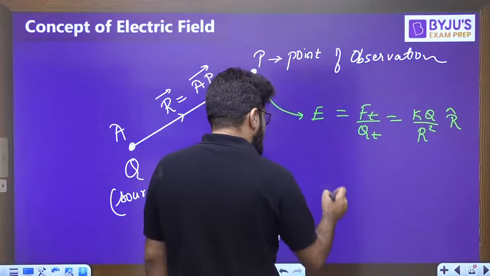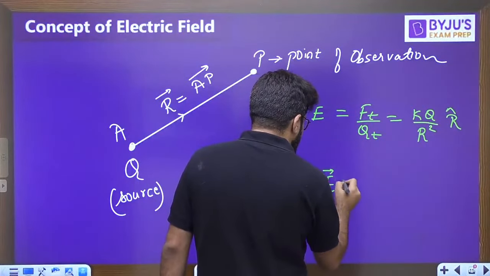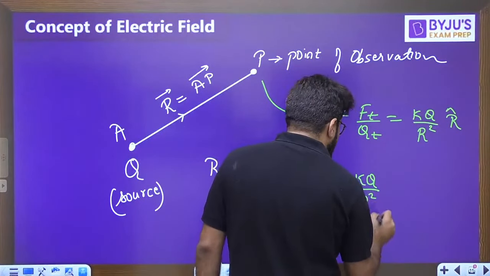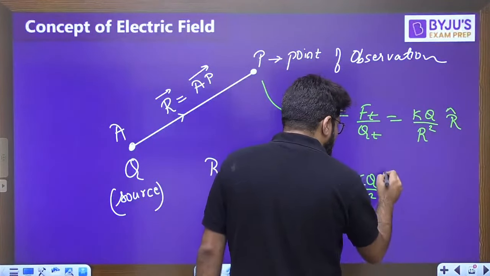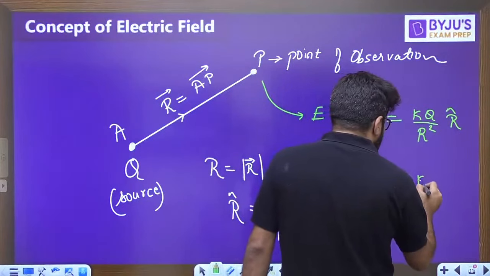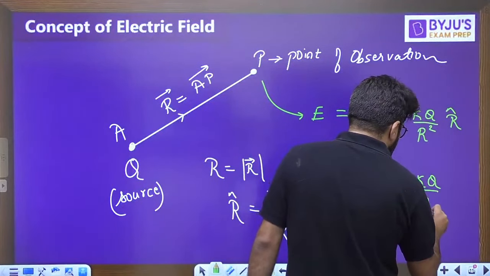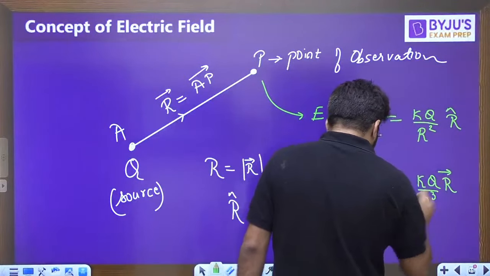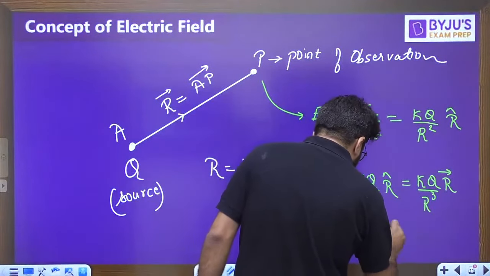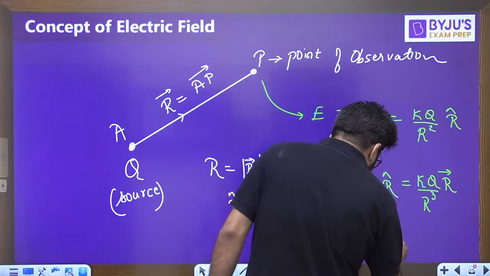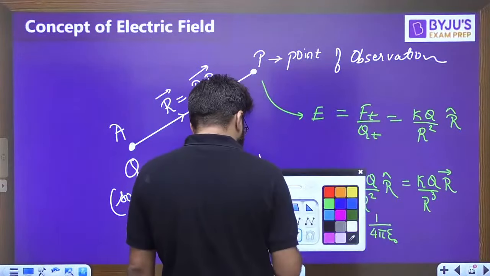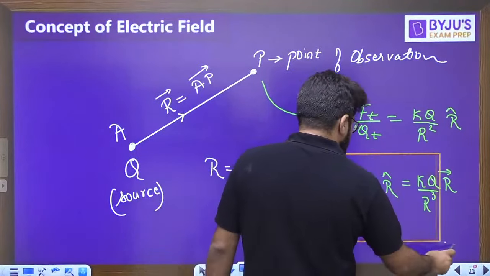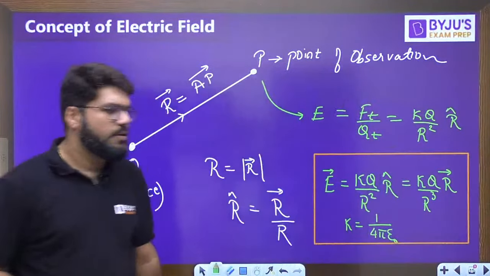I will write down both the formulas. The final electric field in the vector form can be written as kq by r square, that is the magnitude of the electric field, into the unit vector, or it can be noted as kq upon r cube into vector r. What is k, guys? Don't forget, k is 1 upon 4 pi epsilon naught for free space. Right now we are focusing on free space. Later on we move towards other materials also.